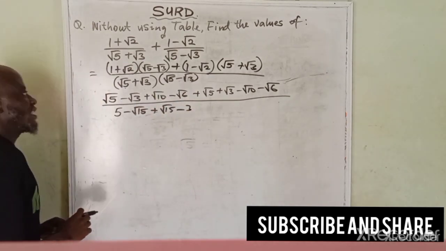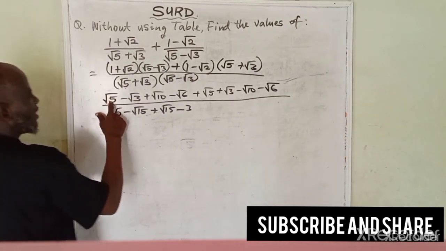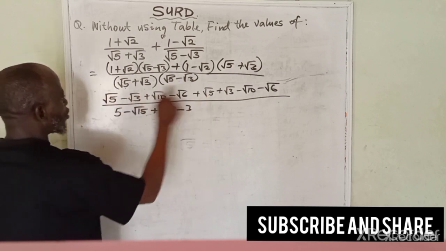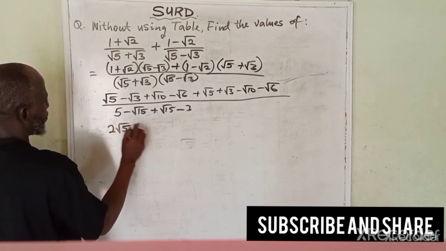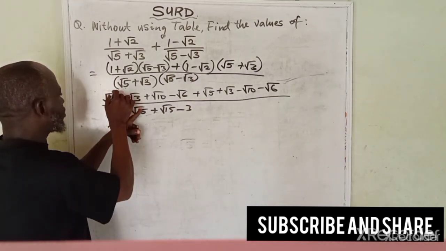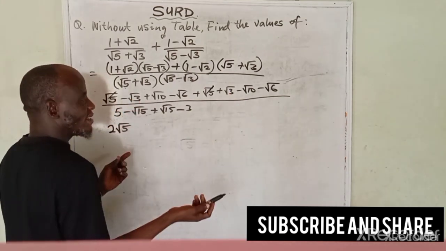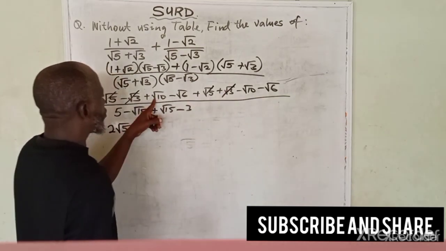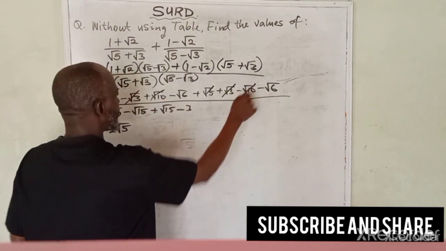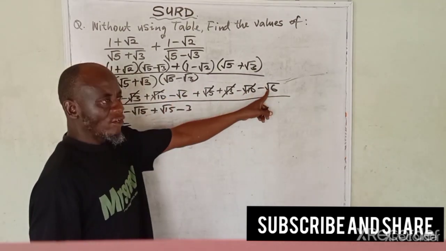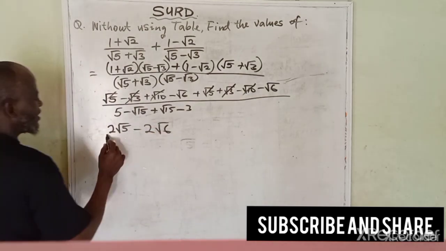Are we together? Together we are. Now, we collect like terms. If you look at this critically, root 5 has another root 5 here. So root 5 plus root 5 is 2 root 5. Then minus root 3 plus root 3 is 0, so that one cancels out. Then we come to root 10 minus root 10. That is 0 also. Then minus root 6 minus root 6 is minus 2 root 6. Are we together? Then your divisor line.